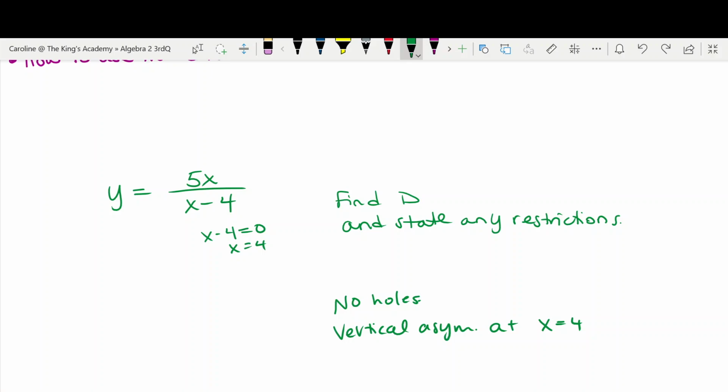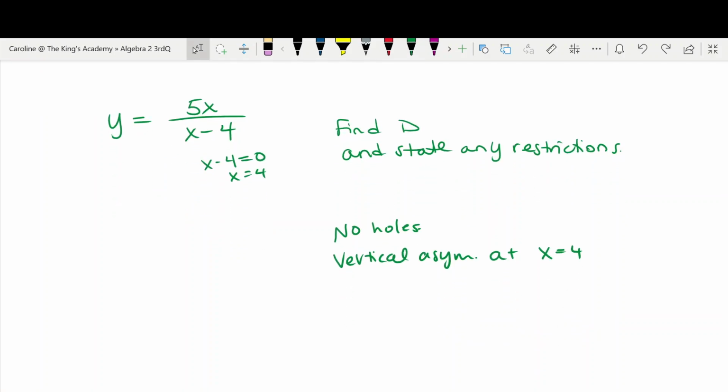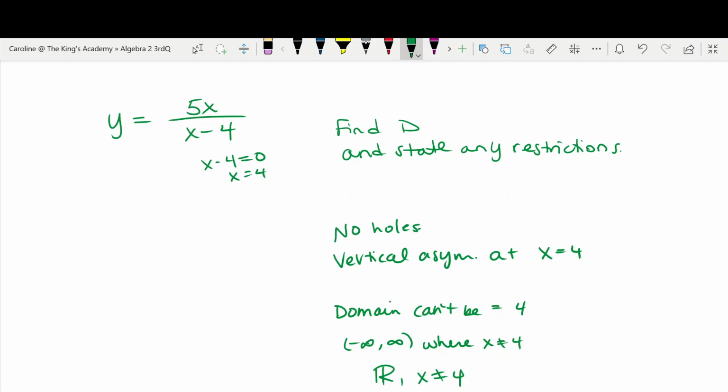Okay, so what were the restrictions on the domain? Right, now Gianna just said domain can't be equal to 4. You can write it like a sentence. You can do an interval, negative infinity to infinity, where x cannot be 4. And in my class, we use a symbol for that. It's a capital R with a line through it. It just means the set of real numbers, but you have to say what x can't be. All of these are acceptable ways of saying what the domain is. They all kind of mean the same thing, right?